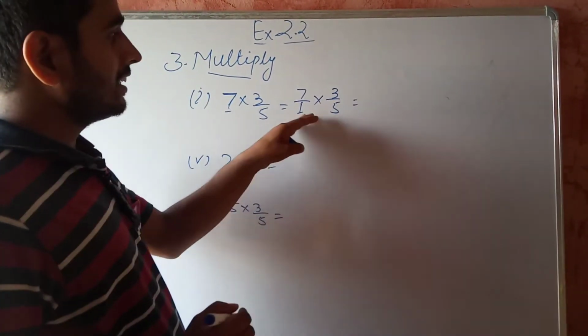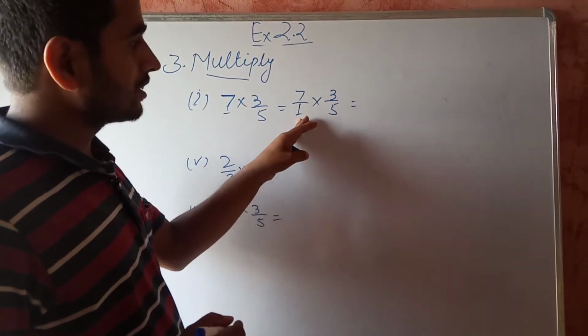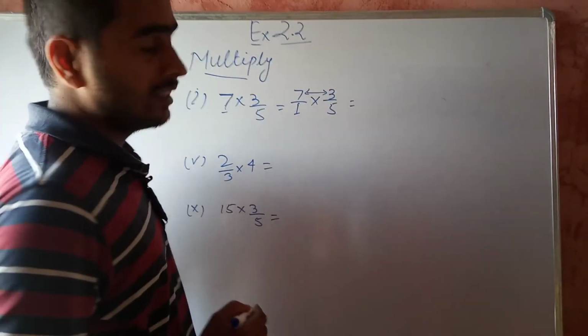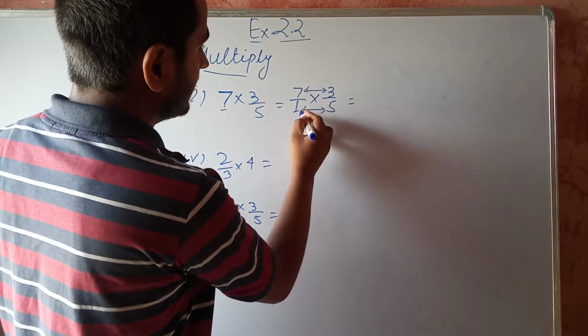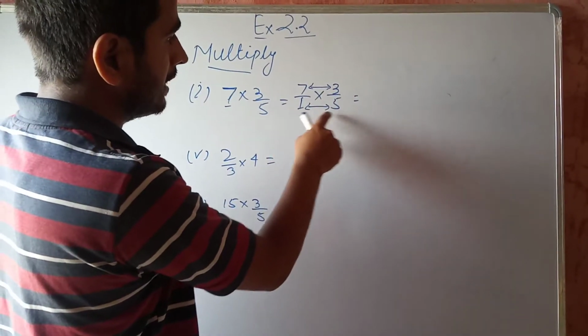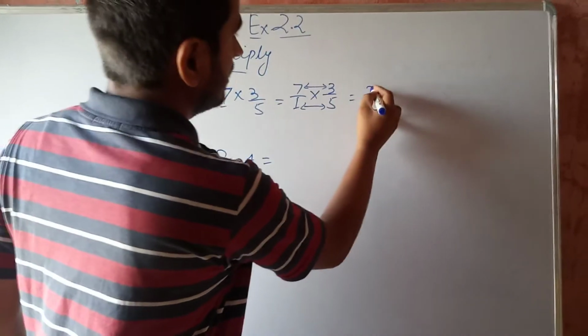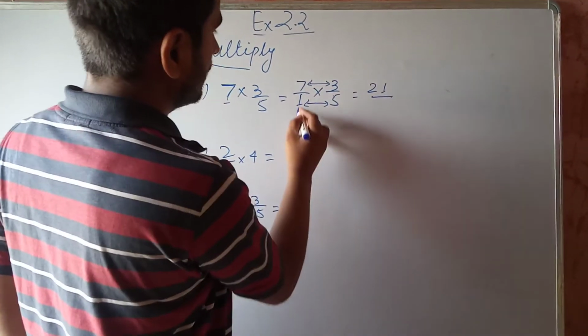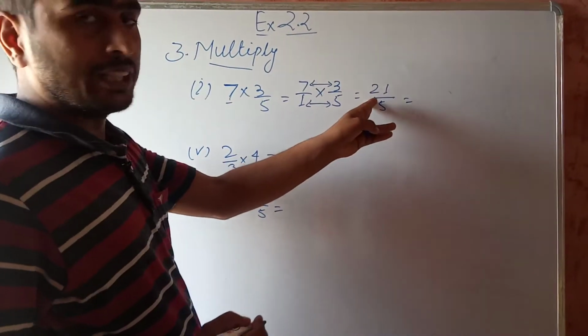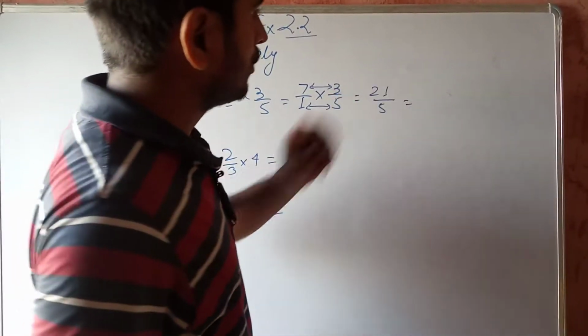In this type of multiplication of fractions, we multiply numerator with numerator and denominator with denominator. So 7 will be multiplied with 3 and 1 will be multiplied with 5. 7 threes are 21, by 1 five is 5. And then we have to convert this 21 by 5 into a mixed fraction.